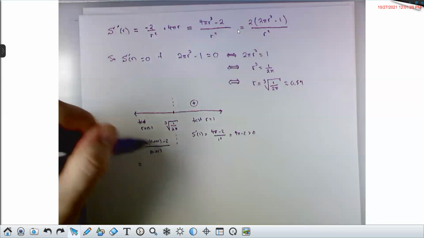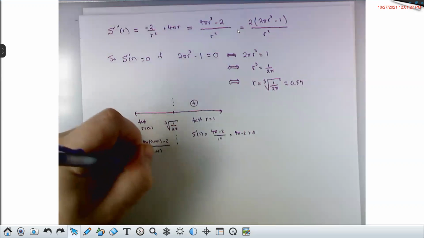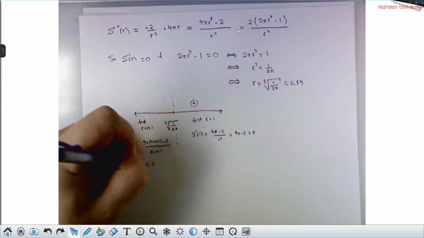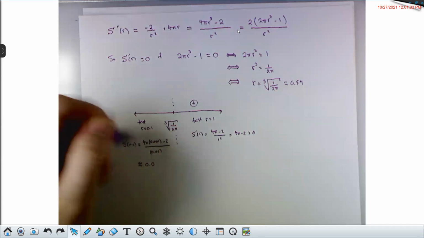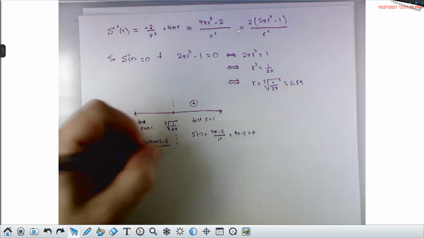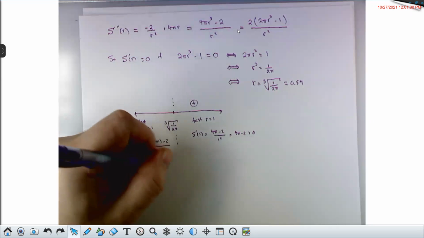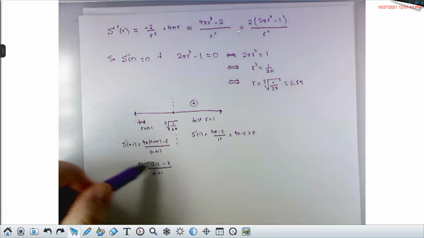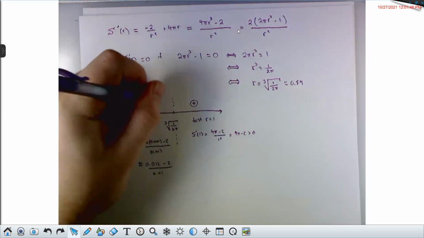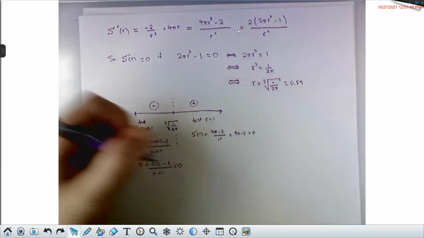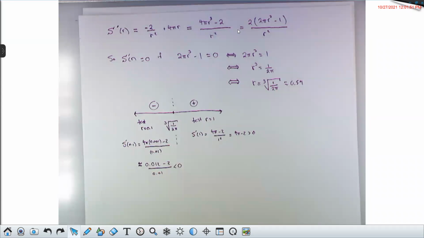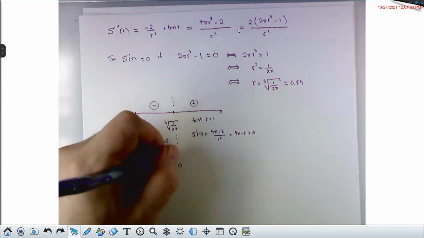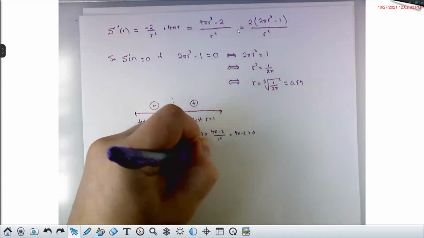So what is that? Well, 4 pi times this number is approximately, 4 pi is about 12. So this is like 0.012 minus 2 over 0.01, which is clearly negative, right? This number is definitely smaller than this number. So we are decreasing everywhere to the left of that critical number and increasing everywhere to the right of that critical number. So by our theorem, absolute min. Very good.